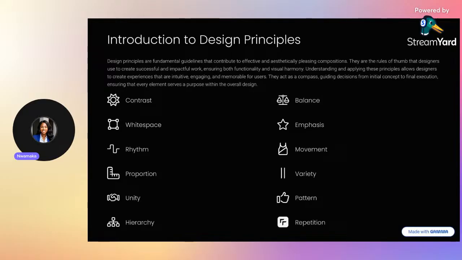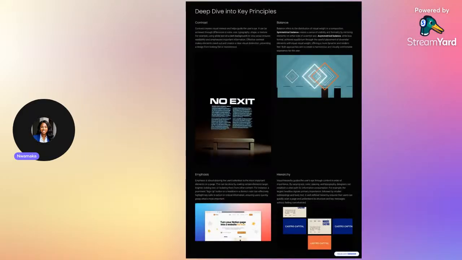So I think the next part we're talking about is the design principles. For design principles, I listed about 12 basic ones. We have contrast, balance, white space, emphasis, rhythm, movement, proportion, variety, unity, pattern, hierarchy, and repetition. And for that, we'll take a deep dive into the principles. I know this part feels a bit tricky, but I will do my best to explain. And don't worry about not seeing this slide clearly. It will be shared with you so you can always go over it.